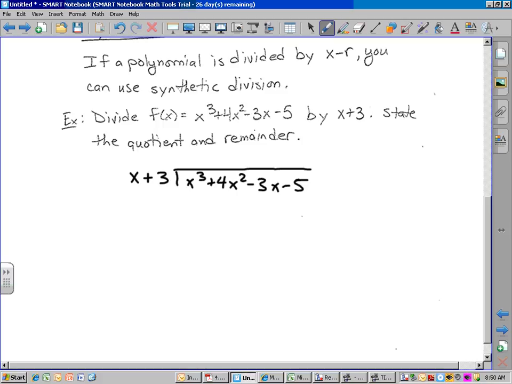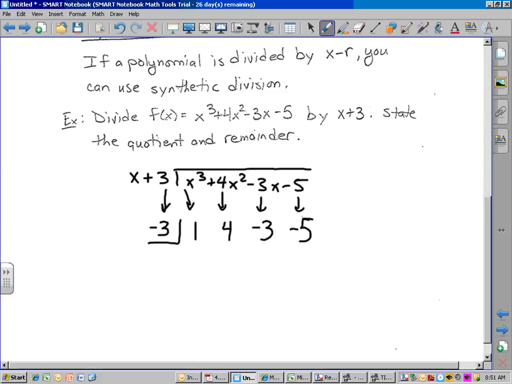Okay, synthetic division, we're going to make the exact opposite. Instead of a division bracket, we're going to put a little half box, half bracket, however you want to call it. And what goes in that is the opposite of the number you're dividing by. So if it's x plus 3, you put negative 3 in that little half box. And then beside that, we're going to put all the coefficients. So 1, 4, negative 3, and negative 5.